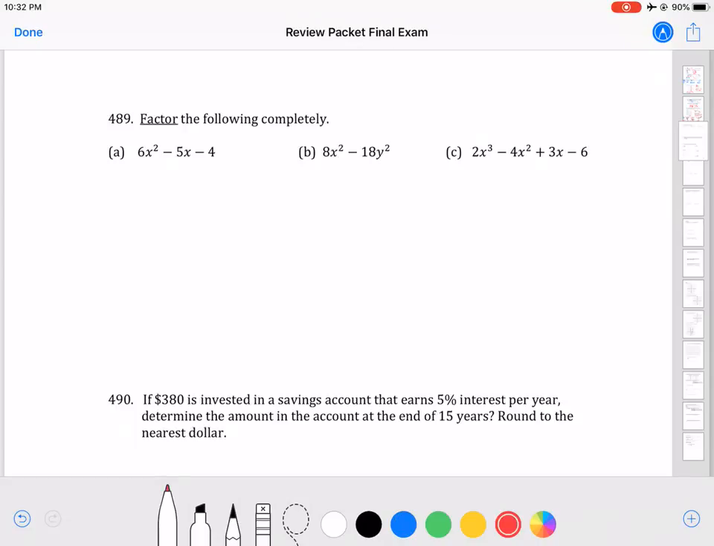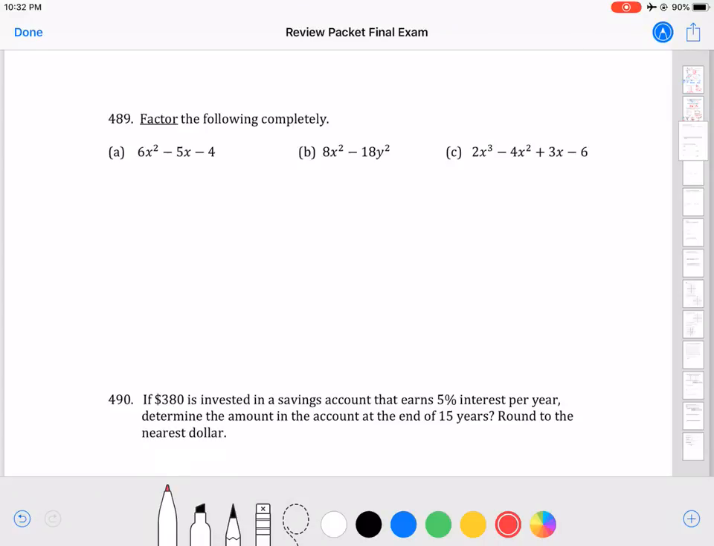All right, 489, getting into factoring. So the different types of factoring we've looked at in this class are GCF, DOPS, trinomial easy, trinomial AC, and grouping. And for the most part, they depend on how many terms you have, but you always have to check to see if they have a GCF first.